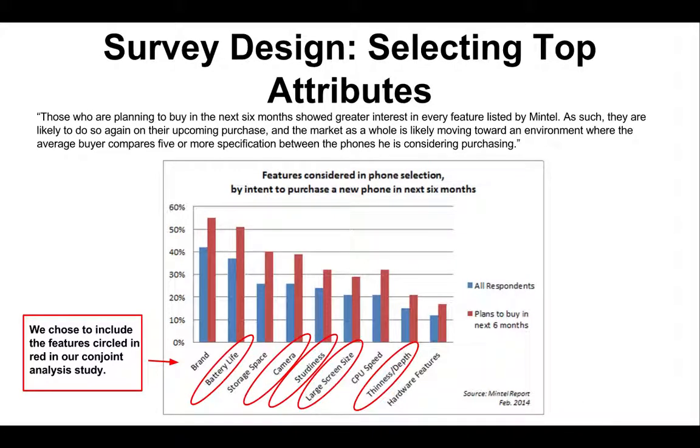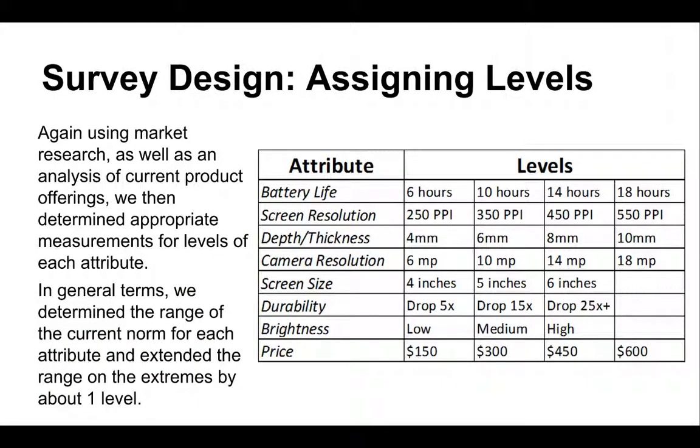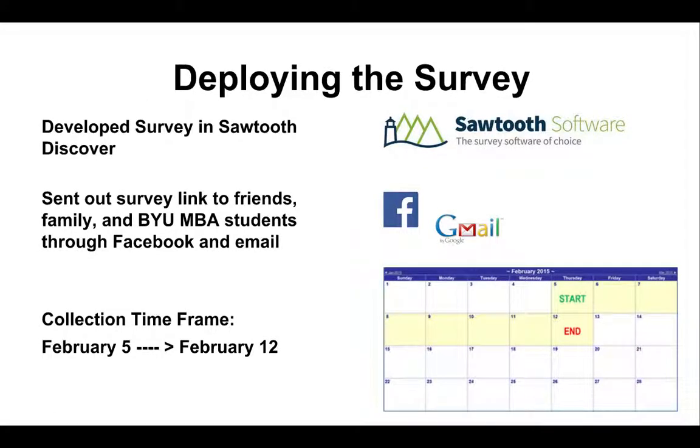You can see some of the research we've done here, and also included in the appendix some of the backup for how we determined what those attributes were that we used in the survey. And then once we had the survey attributes nailed down, we determined levels for each of these attributes. We took what the current market offerings were and tried to add a little bit beyond that and a little below that. And then once the survey was nailed down, we deployed the survey.